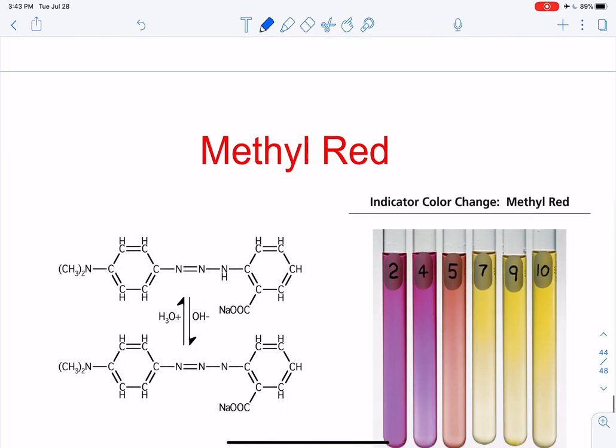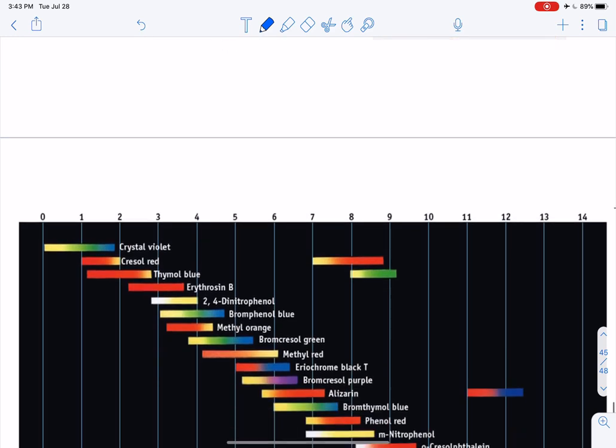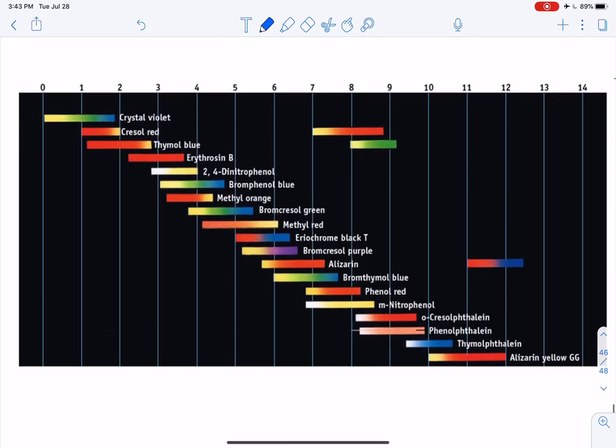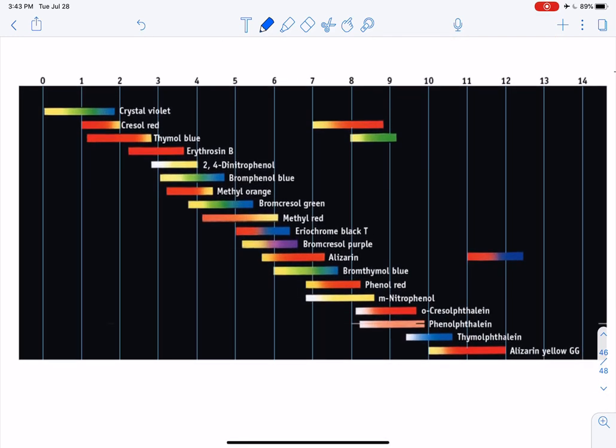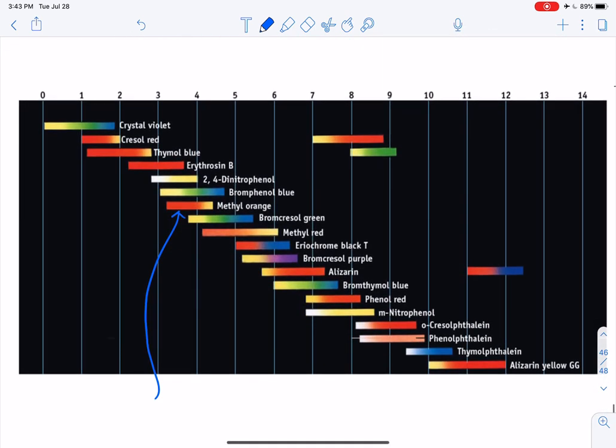Another fun one is methyl red. This one has a change in color of pink to kind of an orangey color around 5 and 6, and then a yellow color in the basic region. And if you want to see a chart of a bunch of different indicators, here's one. So we have methyl orange right here. Oh, we did methyl red, not methyl orange. Excuse me, let's take that off.